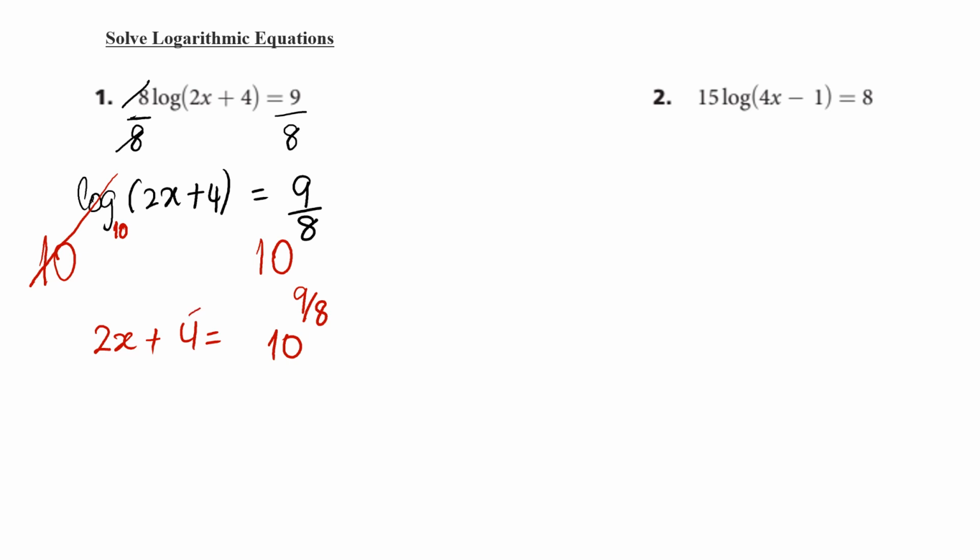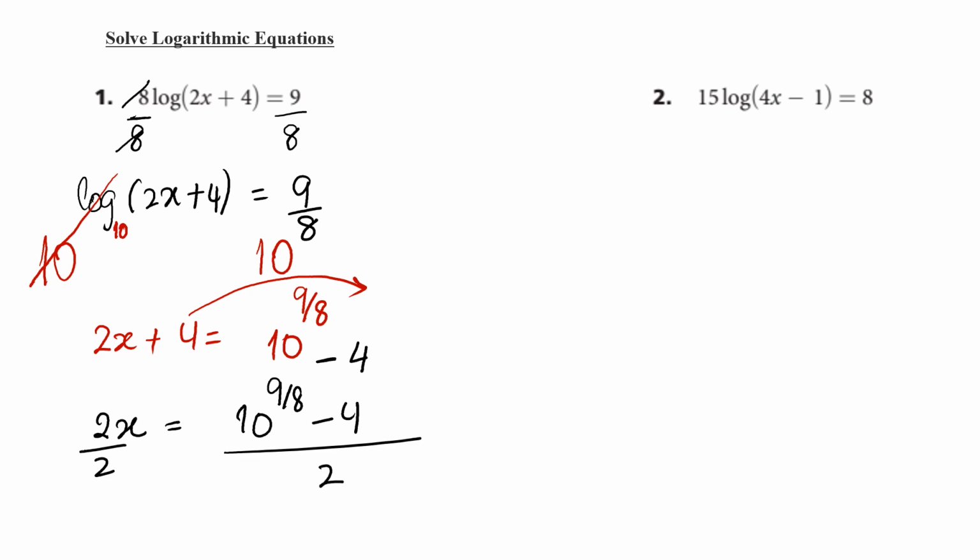Bring the 4 on the other side. Plus 4 goes on the other side, gives you negative 4. So you will get 2x = 10^(9/8) - 4. Divide both sides by 2 to get your final answer. Now write the whole expression in the calculator to get the final answer.